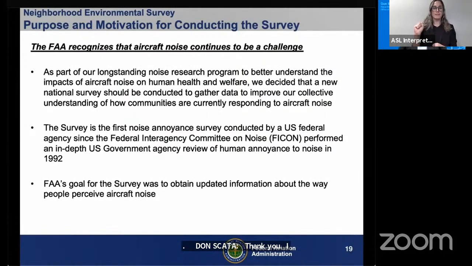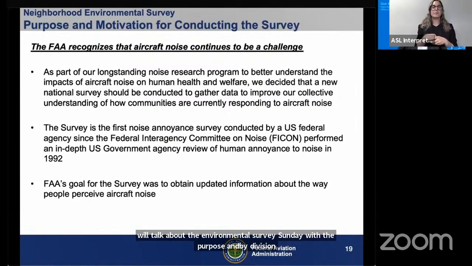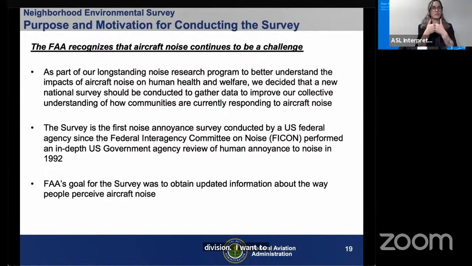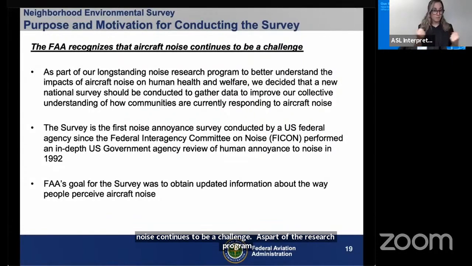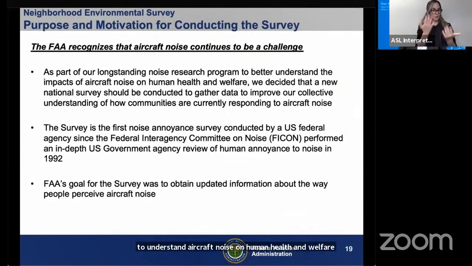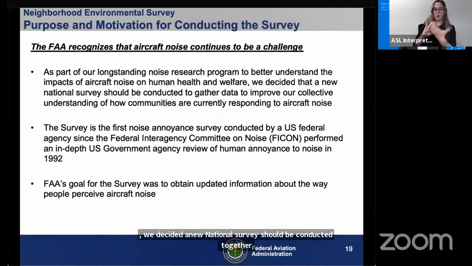purpose and motivation for conducting the survey. First thing is, I want to say the FAA recognizes that aircraft noise continues to be a challenge. As part of our longstanding noise research program to better understand the impacts of aircraft noise on human health and welfare, we decided that a new national survey should be conducted to gather data to improve our collective understanding of how communities are currently responding to aircraft noise.